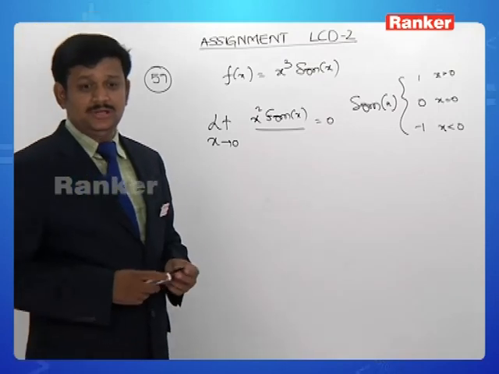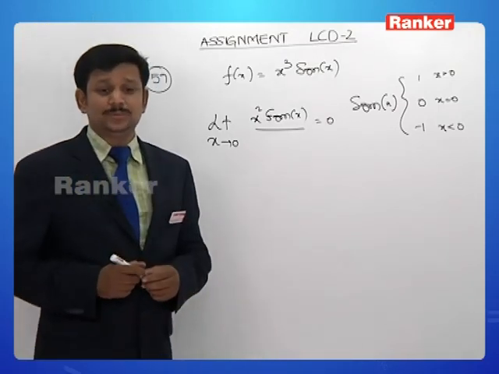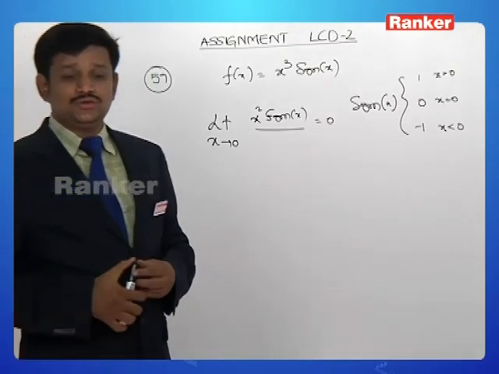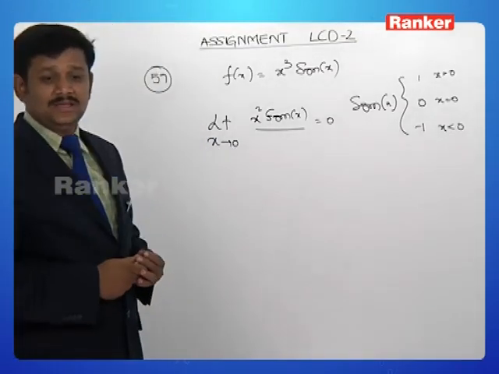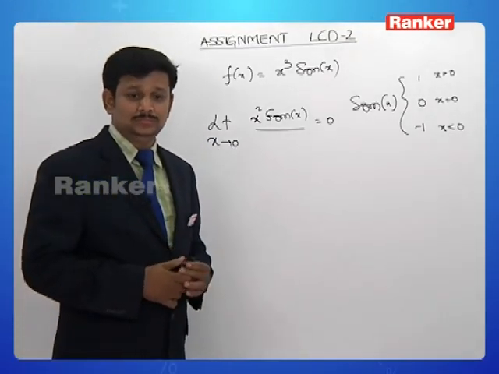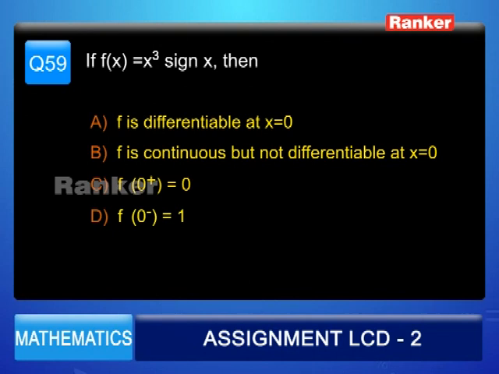Now look at the options. F is differentiable at x equal to 0, absolutely true. Once A is true, B can't be true. C, f dash of 0 plus is 0, true. F dash of 0 minus is 1, absolutely false. So answer is A and C.